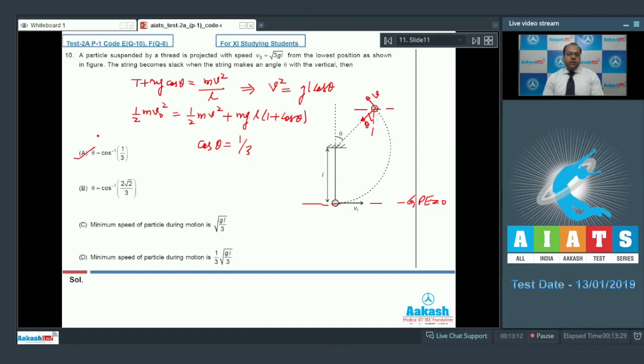Now I have to find out the minimum speed of the particle during its motion. So after this moment, the particle will follow the parabolic path and its speed is minimum when the particle is at the topmost position of its motion. So this velocity is v into, this angle is also theta, so v into cos theta. So vx is equal to v cos theta, that is under root gL cos theta into cos theta. So this comes out to be under root gL by 3 into 1 by 3. So option D is also correct. So the correct answer for question number 10 are option A and D.